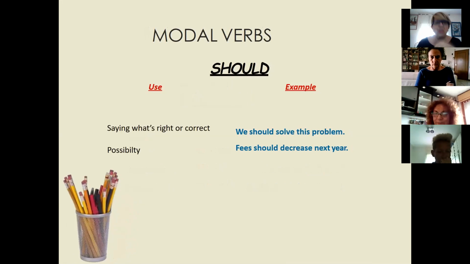Now first the should. Okay. We should solve this problem, saying what's right or correct. Fees should decrease next year. Possibility of what is right and correct. We have, I think, clear in mind the should, because we use it in Italian in completely the same way.